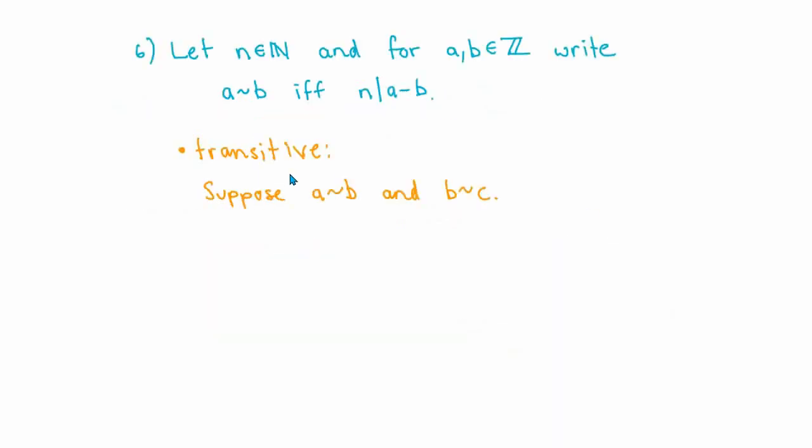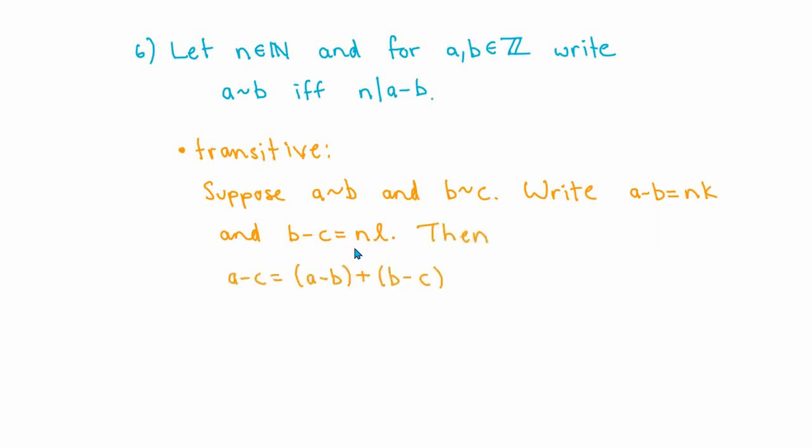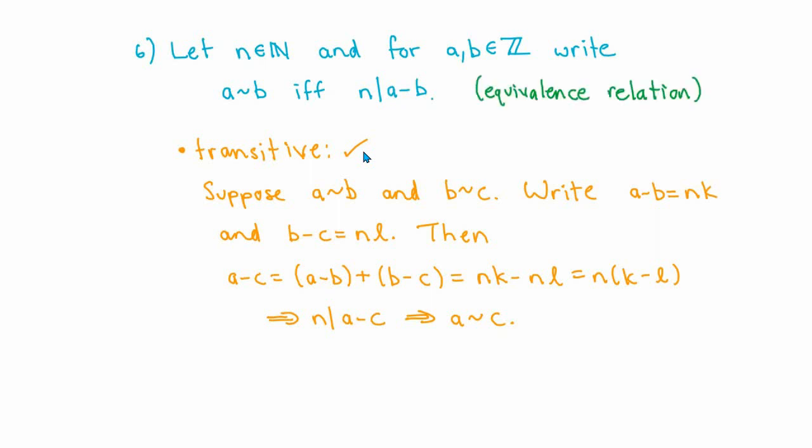Finally, to test for transitivity, let's suppose that a is related to b and that b is related to c. That means that a minus b and b minus c are multiples of n, so we can write a minus b as n times an integer k, and b minus c as n times an integer l. Then, if we write a minus c as a minus b plus b minus c, we find that a minus c is n times (k plus l). In other words, n divides a minus c, so a is also related to c. This establishes that this relation is a transitive relation, and since it's reflexive, symmetric, and transitive, it's an equivalence relation.